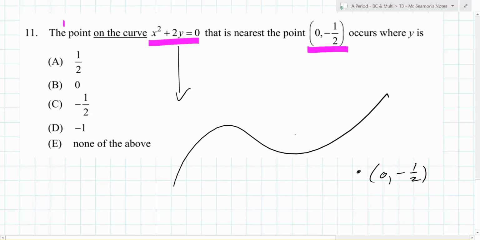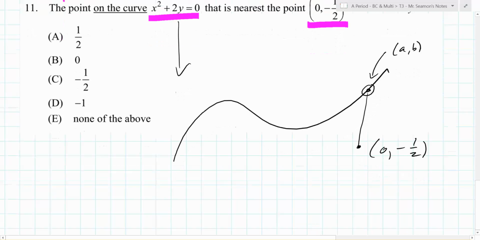Are we minimizing the chocolate pound? No, what? Distance between a function and a point. Correct. So if this is a point right there, let's call it (A, B), just for clarity's sake. And we have that point there. What is the distance between those 2 points right there?